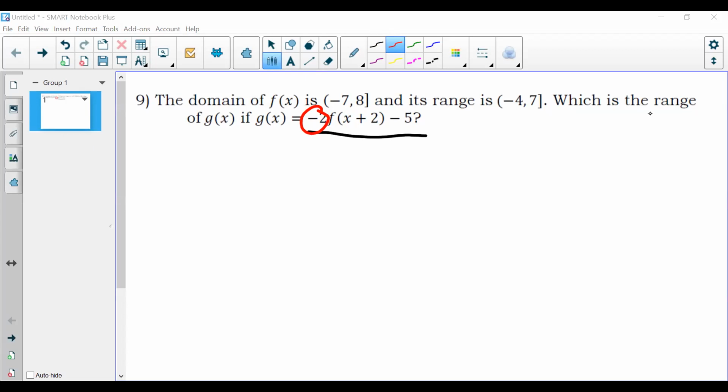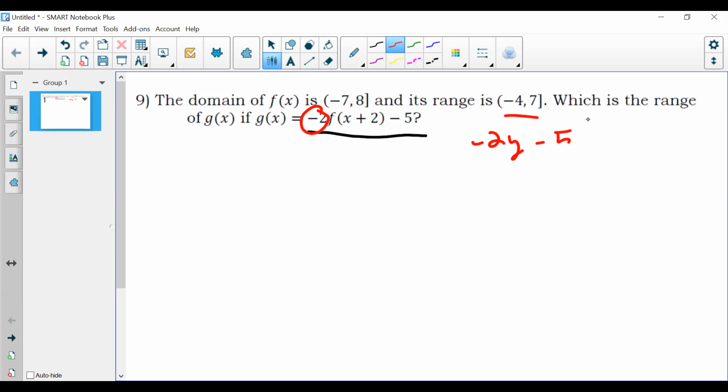So I want to figure out the range of g of x, given these transformations on f of x. I'm just going to do the vertical transformations on the range, because the range is my y's. So my transformations are that -2 and that -5. I multiply the range by -2 and then subtract 5, and that gives me my new range, because you took your y's, vertically stretched by 2, vertically reflected, then moved down by 5.